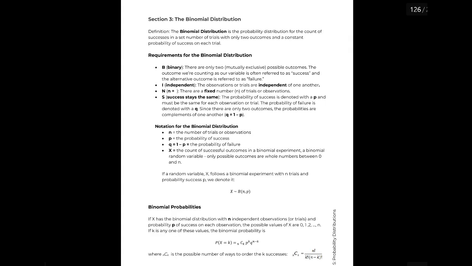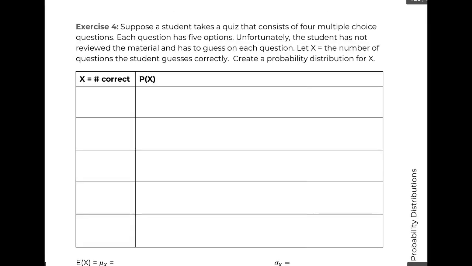All right, so exercise 4. Exercise 4 has us looking at another situation where we're going to create a probability distribution. This time I flipped the distribution a little bit. Instead of having x as a row and p(x) as a row, I have them as columns, but it's the same thing. So we have a student taking a quiz with 4 questions.